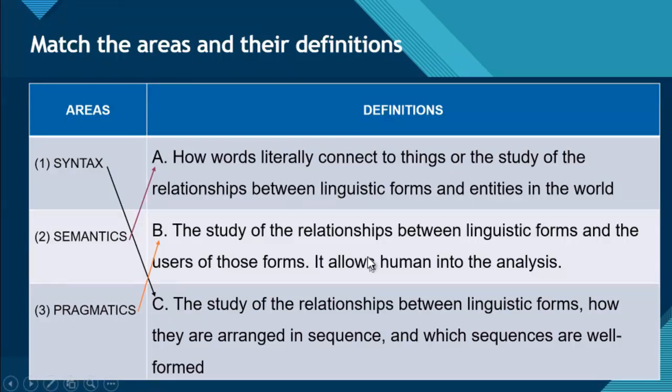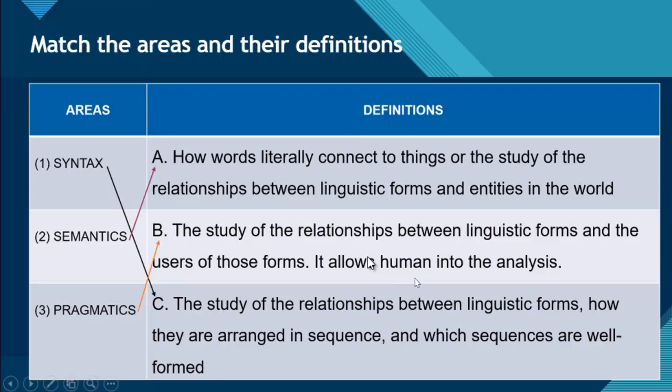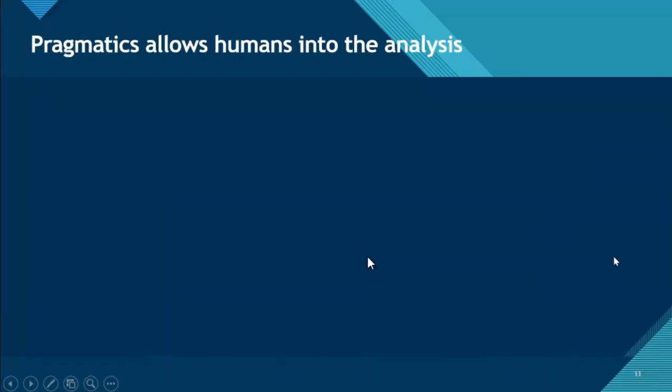I would like you to move further to analyze pragmatics, because in here we say that it's the study of the relationship between linguistic form and the users of those forms. When we talk about use of those forms, it allows humans into the analysis. So what does it mean to allow humans into the analysis?